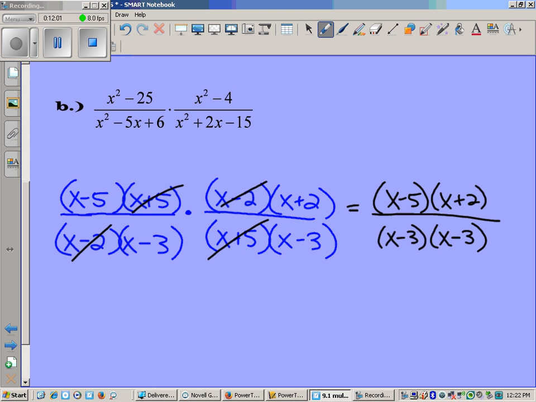Instead of saying x minus 3 twice, could I say x minus 3 squared? Is that the same thing? Either way, there should be 2 of them down there, so you could either write it twice or say squared. There's nothing on top that can reduce with anything on bottom, so that would be my final answer.